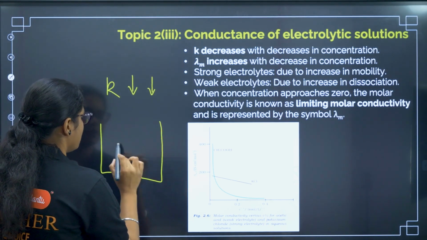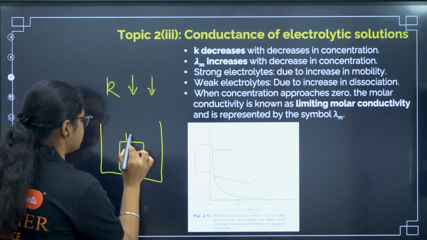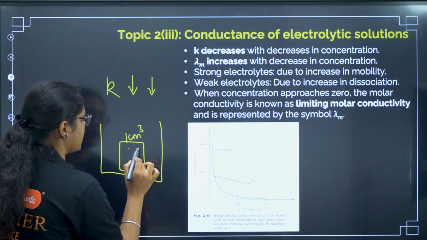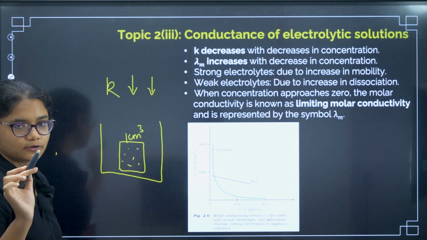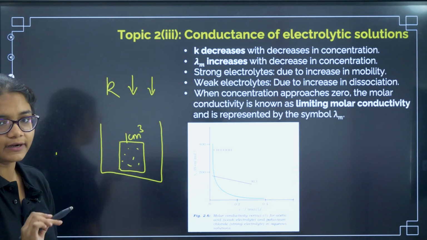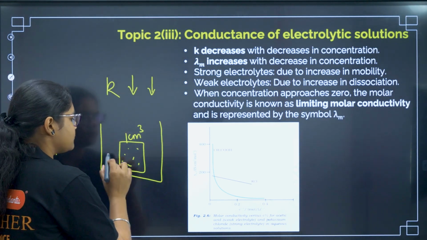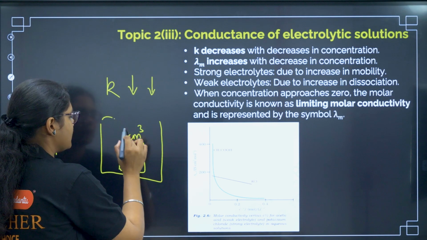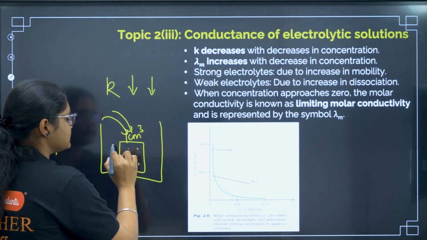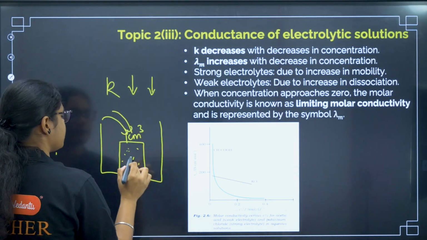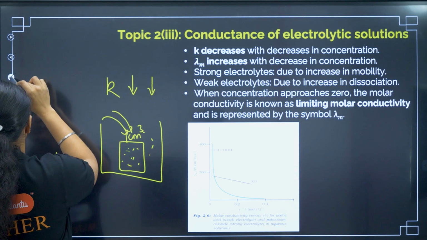See, I told you, whatever ions are present in this 1 centimeter cube, the conductivity of those ions is called your conductivity, right? Now what happens if I add more water here? Then these ions will spread. So now what will happen? These ions will move far away.